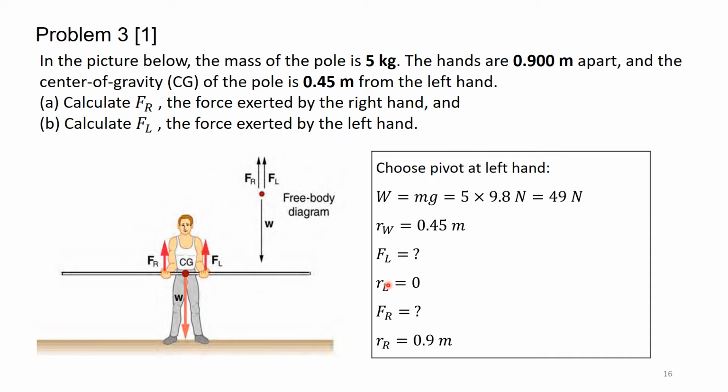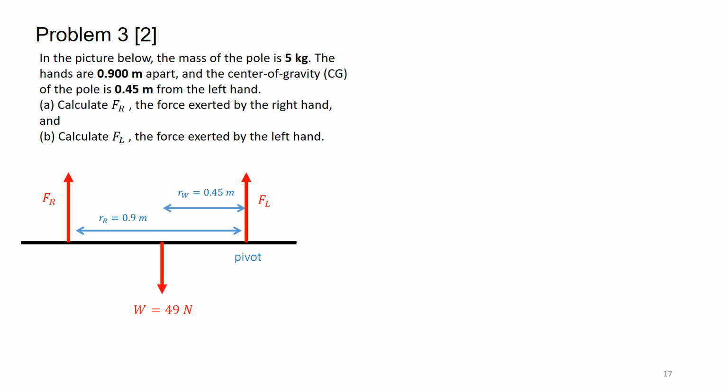And this automatically means the R value of the left hand must be 0 because the pivot is at the left hand, and the R value of the right hand must be 0.9 meters. So the distance from the right to the left hand is 0.9 meters. So this is a simplified picture of the free body diagram with all the distances marked and the known weights marked, and the pivot is also marked at the left hand.